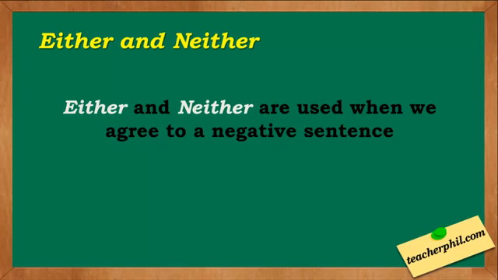Either and neither. Either and neither are used when we agree to a negative sentence. Take note also of the word order.